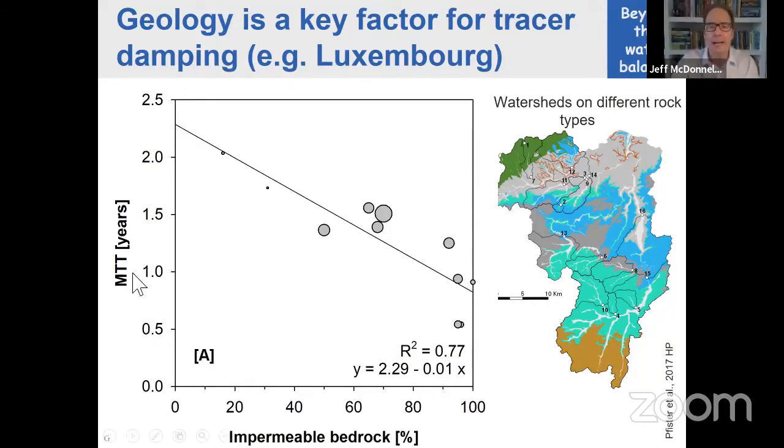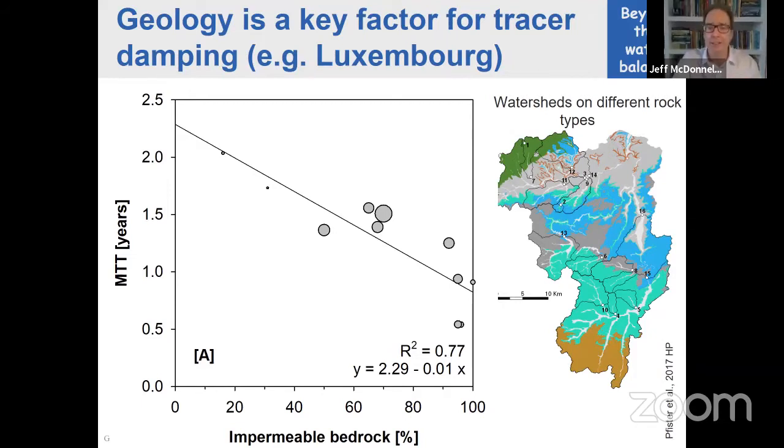And what we find when we age date those waters and we look at the mean transit time on the y-axis versus the percent of low permeability rock, let's just say, when we have more permeable rock, the ages get greater. And when we have more low permeable rock, the ages get lower. And the size of the dots represents the flow magnitude in the stream. So again, geology is a strong indicator of not just the damping of the tracer, but giving us ultimately some window into what the age of that water might be.